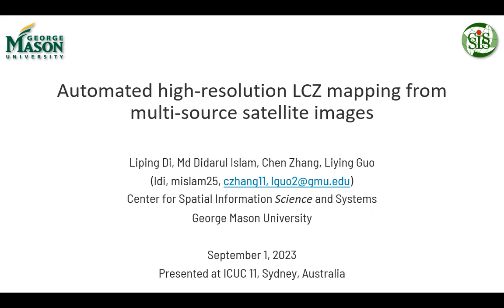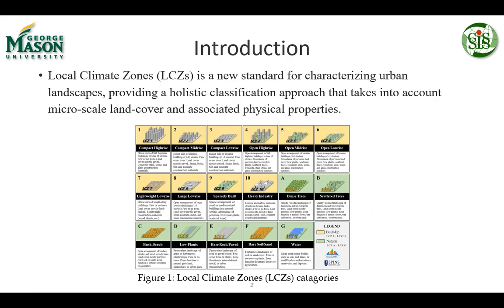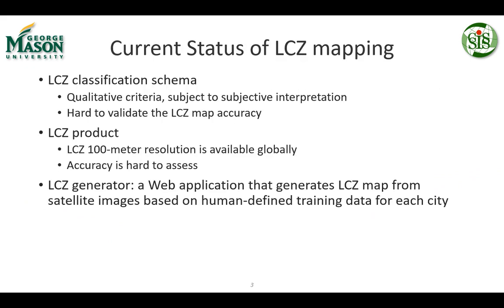I'm going to talk about automated high resolution LCZ mapping from multi-stream sensing data. I think everyone in the room knows LCZ. It has become a standard for characterizing the urban landscape and is widely used in urban studies. LCZ has 17 classes, and I think the first 10 or 12 classes are about urban landscape structure.